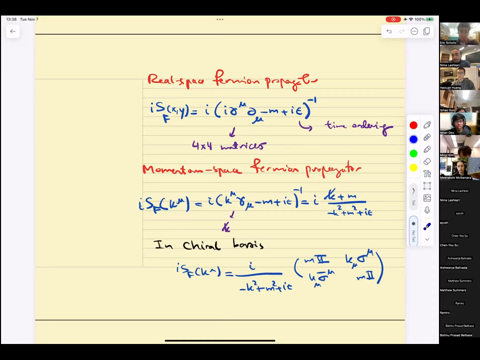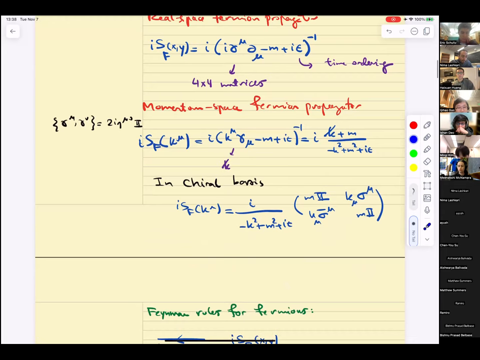Yeah, you can go back to that lecture. So Dirac algebra, I just remind you, is this: the anticommutator of gamma mu and gamma nu. Yeah, this is the Dirac identity.